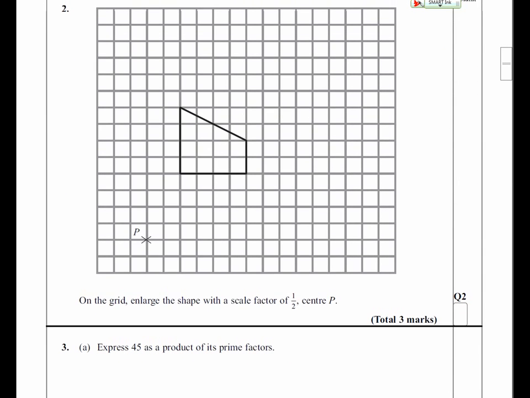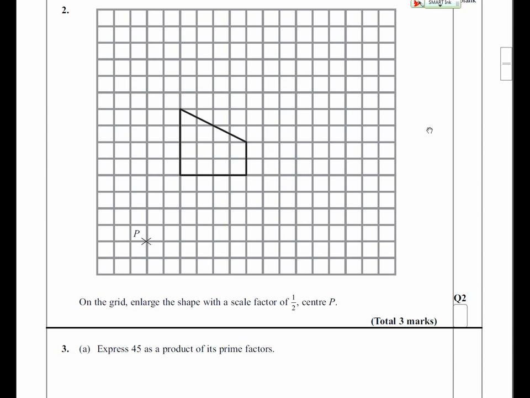Hope you can see this okay. On the grid, enlarge the shape with a scale factor of 1/2. When we say enlarge in maths, it could mean that it gets smaller. So it could be bigger or smaller. It's a maths word, okay? We just mean in maths that it's going to stay in the same proportion. So if you couldn't see the shape, that's where it is. Hope that highlights it a little bit more.